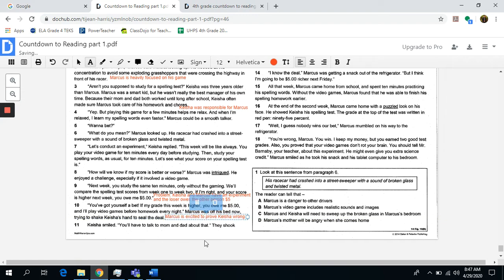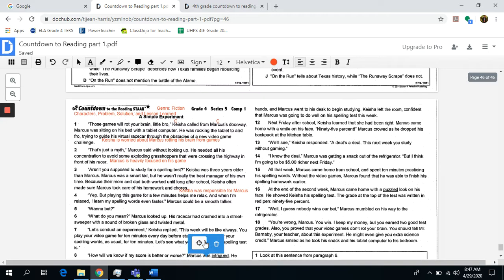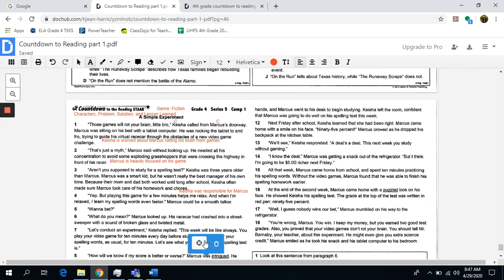Keisha smiled. You'll have to talk to mom and dad about that. They shook hands, and Marcus went to his desk to begin studying. Keisha left the room, confident that Marcus was going to do well on his spelling test this week. Next Friday after school, Keisha learned that she had been right. Marcus came home with a smile on his face. 95%, Marcus crowed as he dropped his backpack at the kitchen table.